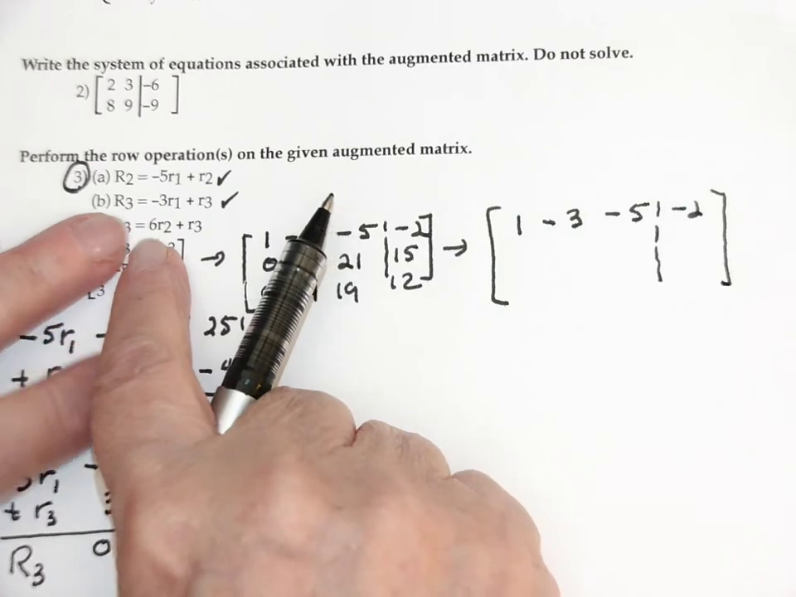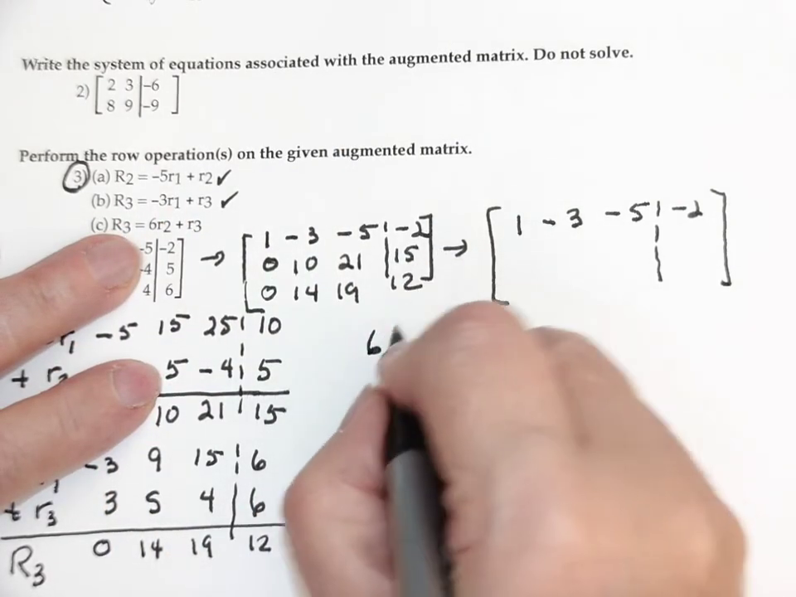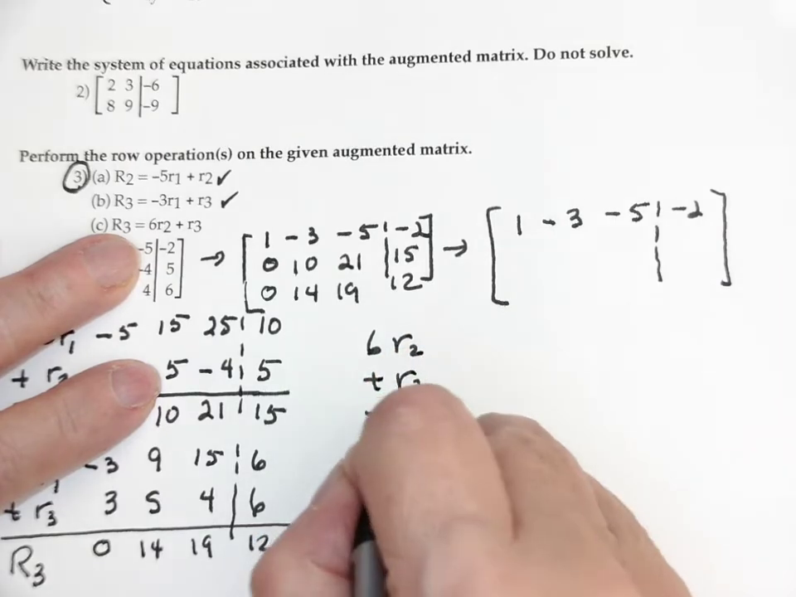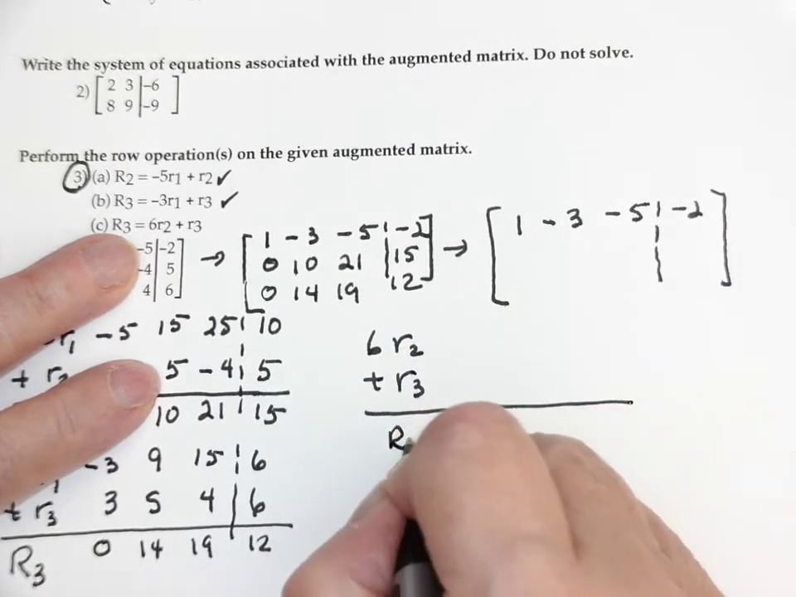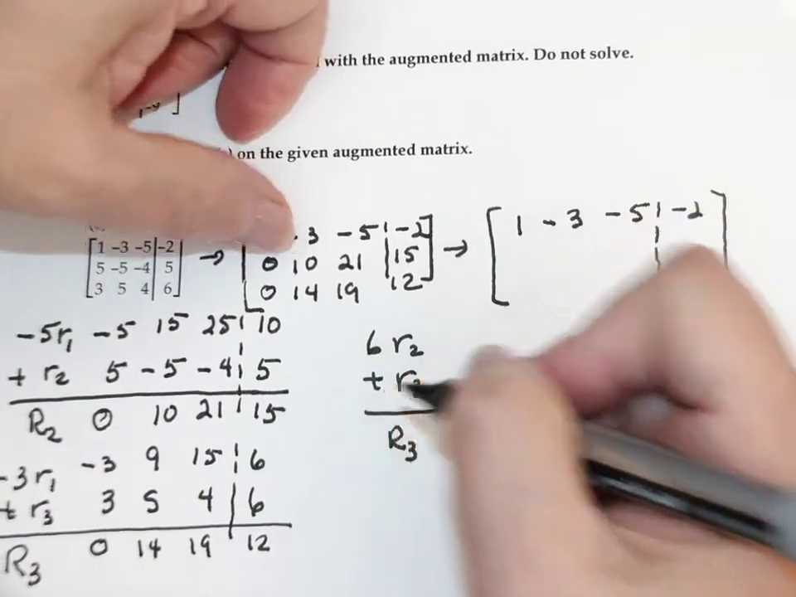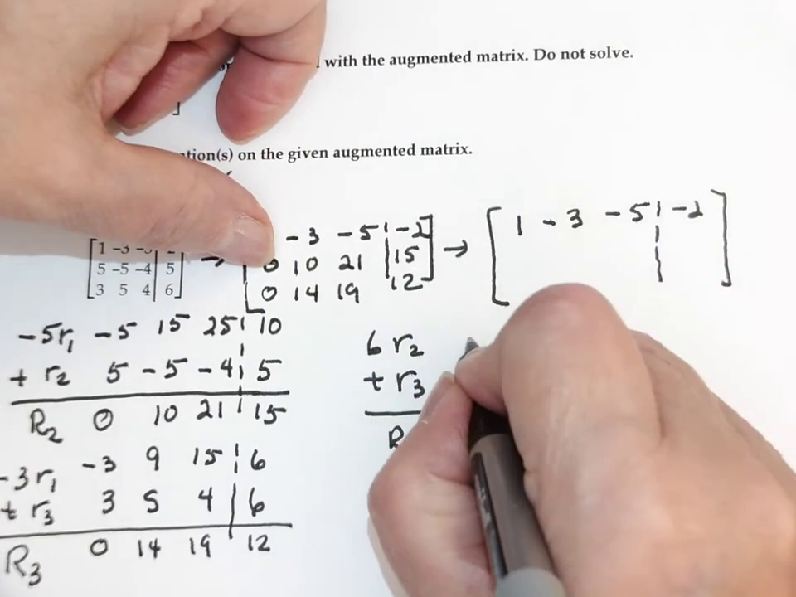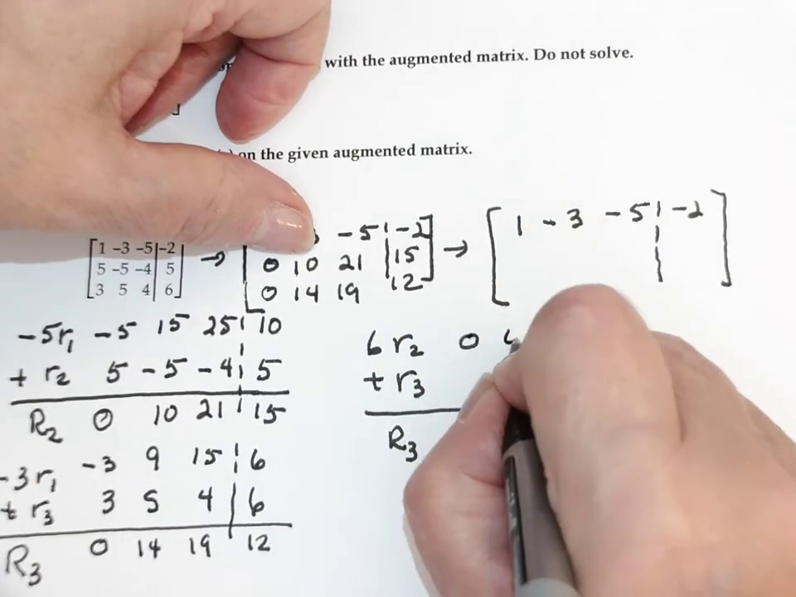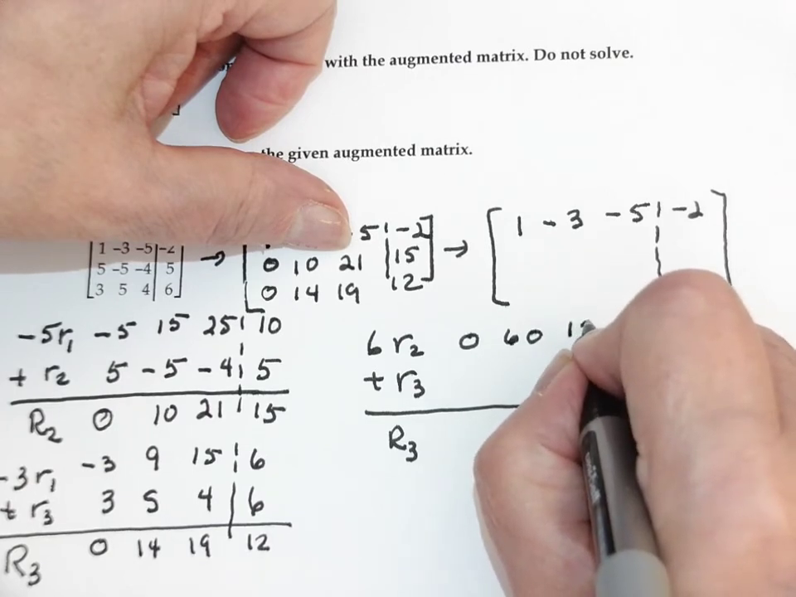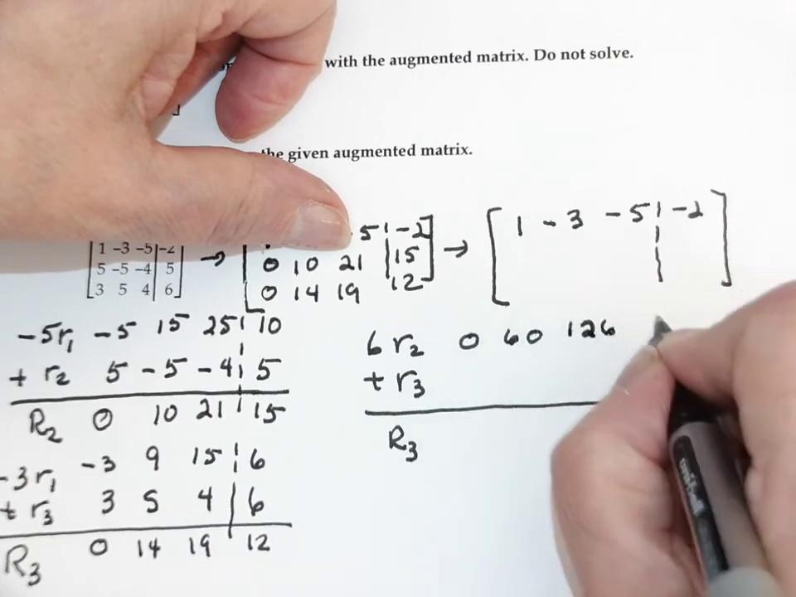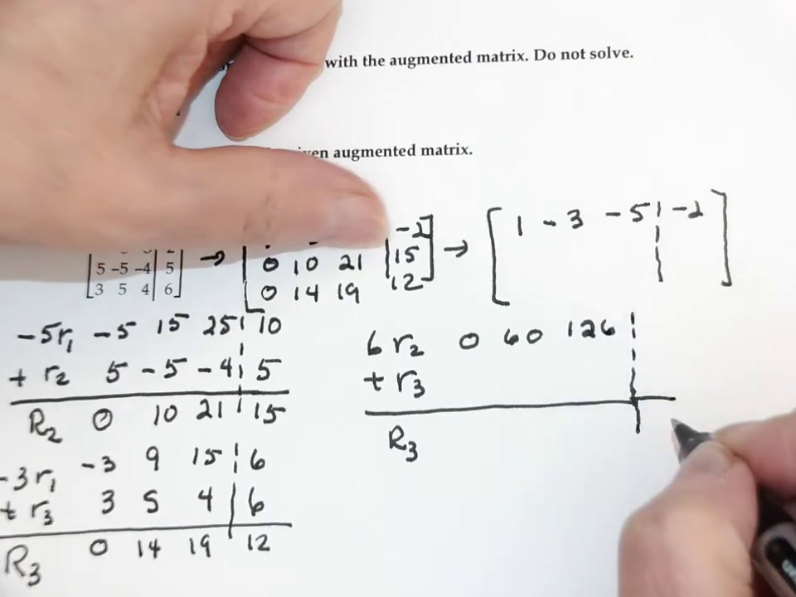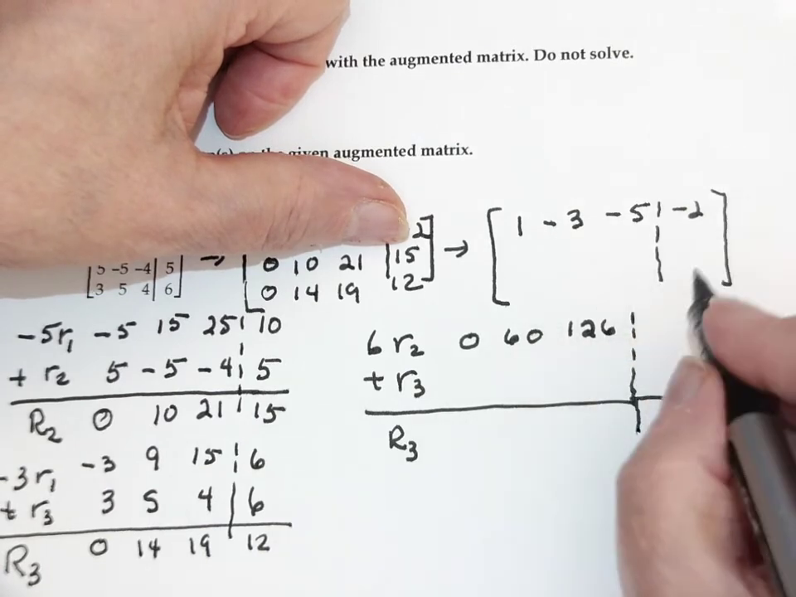And then it says, what am I going to do? I'm going to take 6 times row 2, add it to row 3. That's going to give me a new row 3. So that's all I have to do. So 6 times row 2. So that's a 0. That's a 60. This is a 126. And I think this is 90.